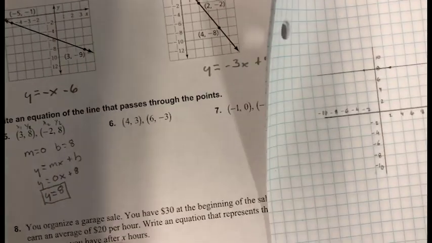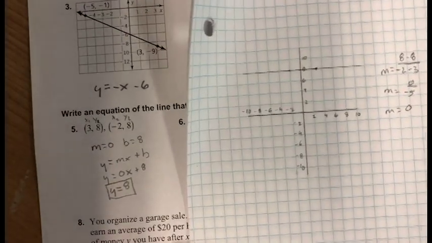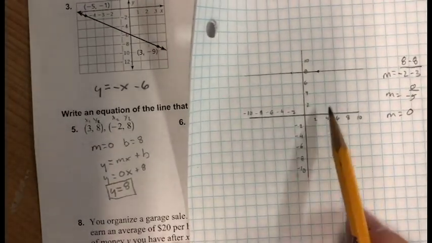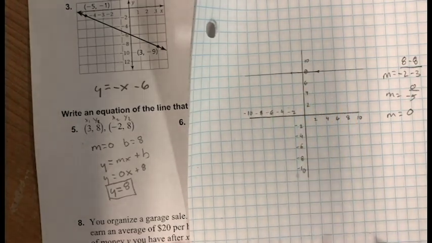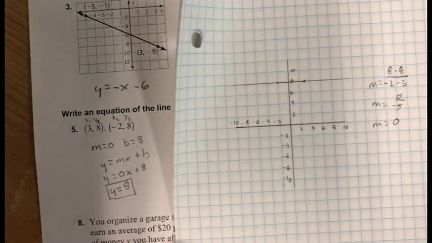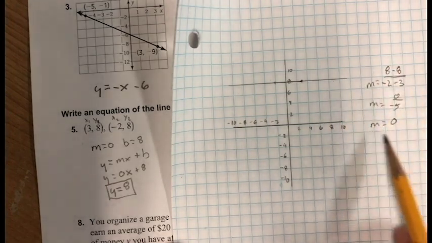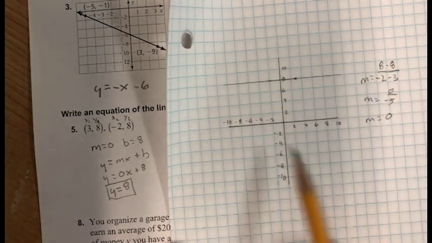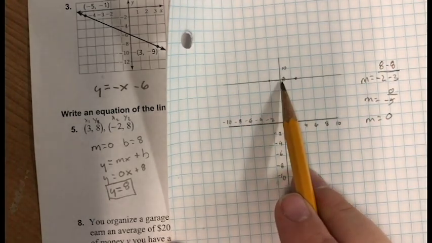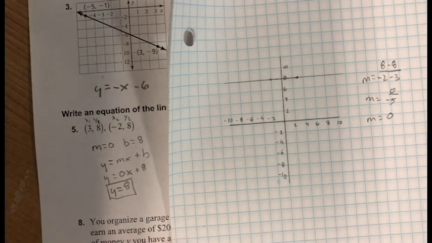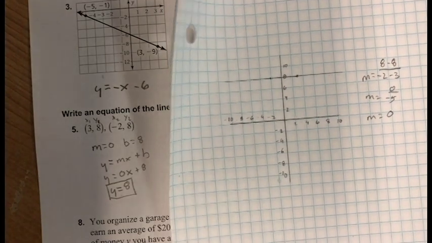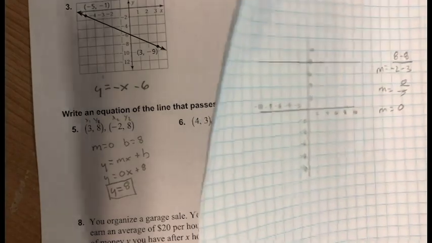So I'm actually going to let you try 6 and 7 on your own, but just like I did in this one, you're going to have to create your own graph. You're going to have to plot your points. You're going to have to find the slope, just like I did here, and you're going to have to find where your line crosses your y-intercept. So why don't you try the next 2 on your own, come back and see how you did.